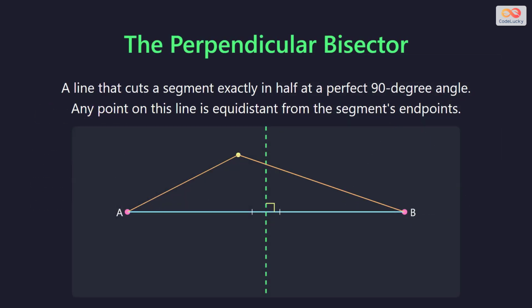To find that special point, we need a tool called the perpendicular bisector. This is a straight line that cuts another line segment in half at a 90-degree angle. The most important property for us is that any point you pick on the perpendicular bisector is the same distance from both endpoints of the original segment.